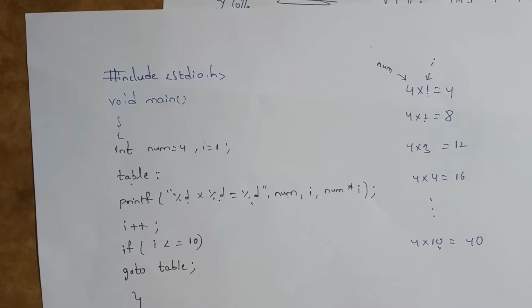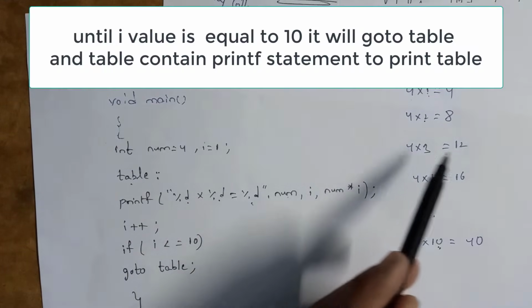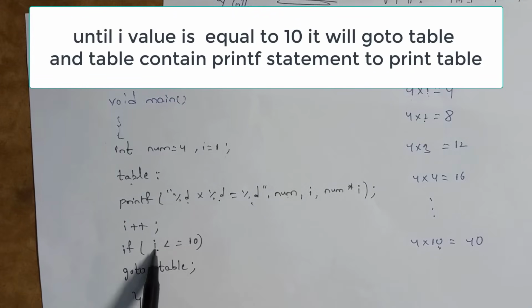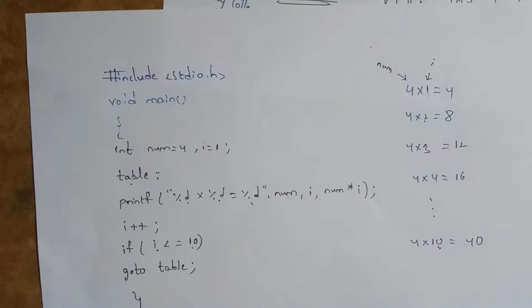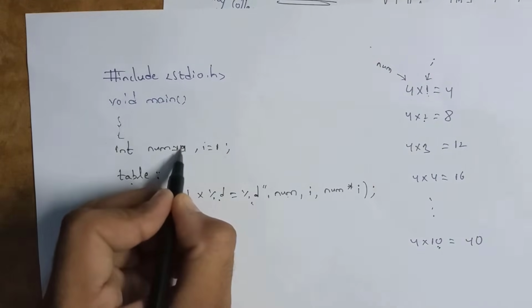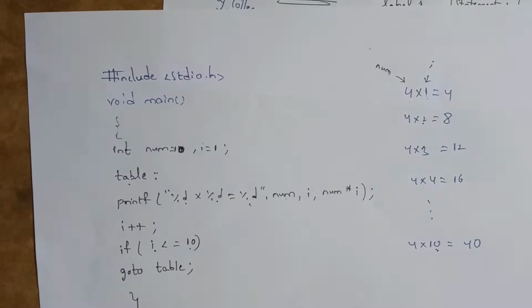By writing this program, you will get the output as 4 * 1 = 4, 4 * 2 = 8, 4 * 3 = 12. Like that you will get output while i is less than or equal to 10, that is 4 * 10 = 40. Up to 4 * 10 = 40, I will get my output. This is how we print tables by using the goto statement. For example, if you want to print the 10 table, then in place of 4 you need to write 10. That's it.